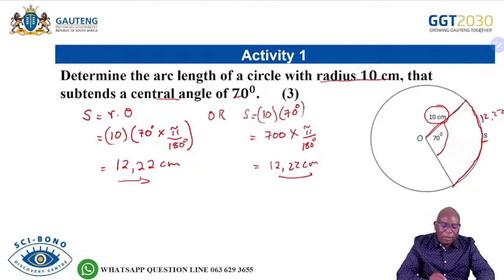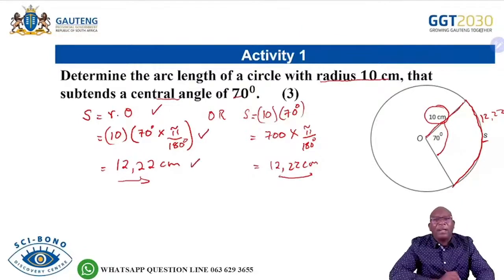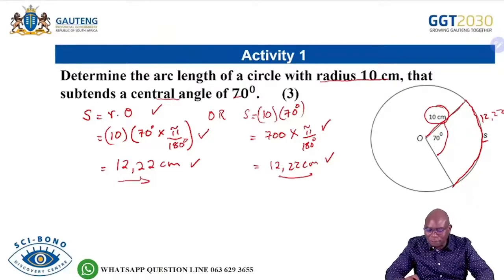This is 3 marks. The nice thing about this section is that you are given a mark for the formula, a mark for substitution, and a mark for the final answer. Even with this one, you're still given a mark for the formula, a mark for the substitution, and a mark for the final answer. So there will be 3 marks, 3 easy marks. All right.